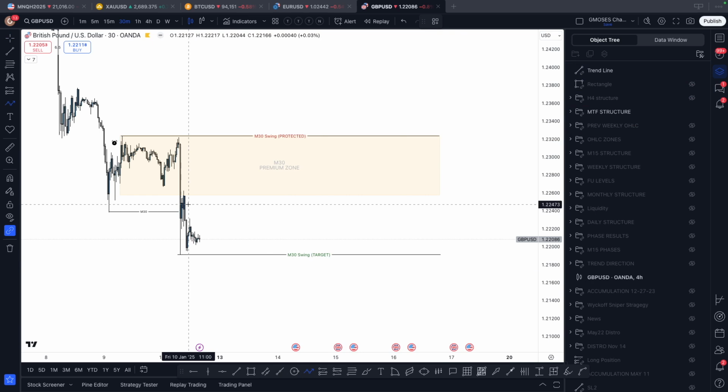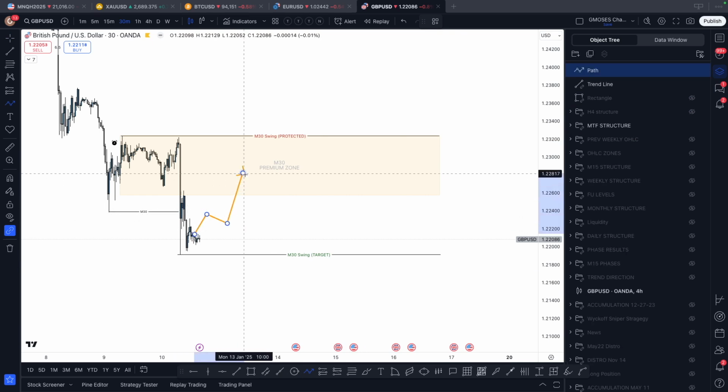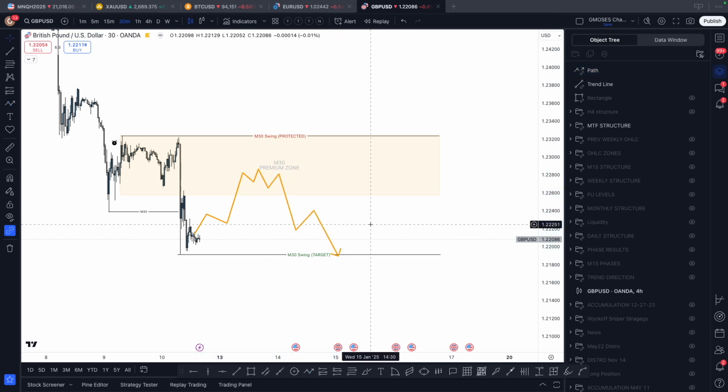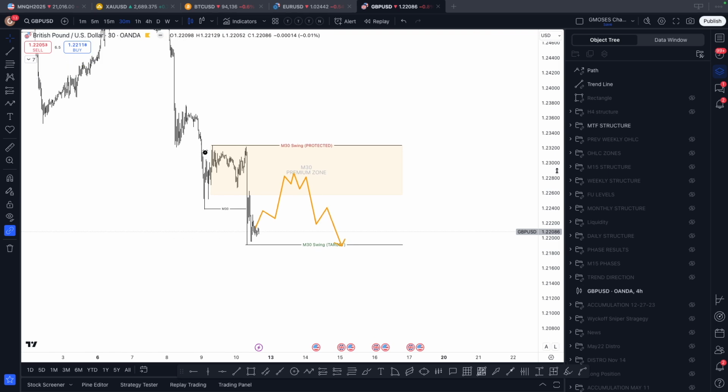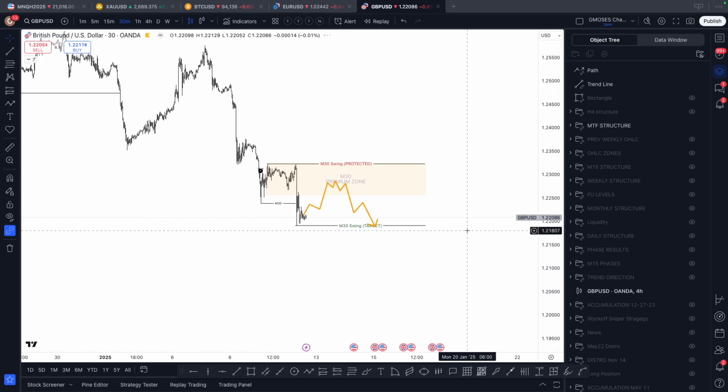So the ideal is for price to come up here on a smaller time frame, a change of character, retest, and then come down and take out this target. Now, one of the things that we need to be mindful of is we have some news coming up this week. We have CPI news that's coming up.